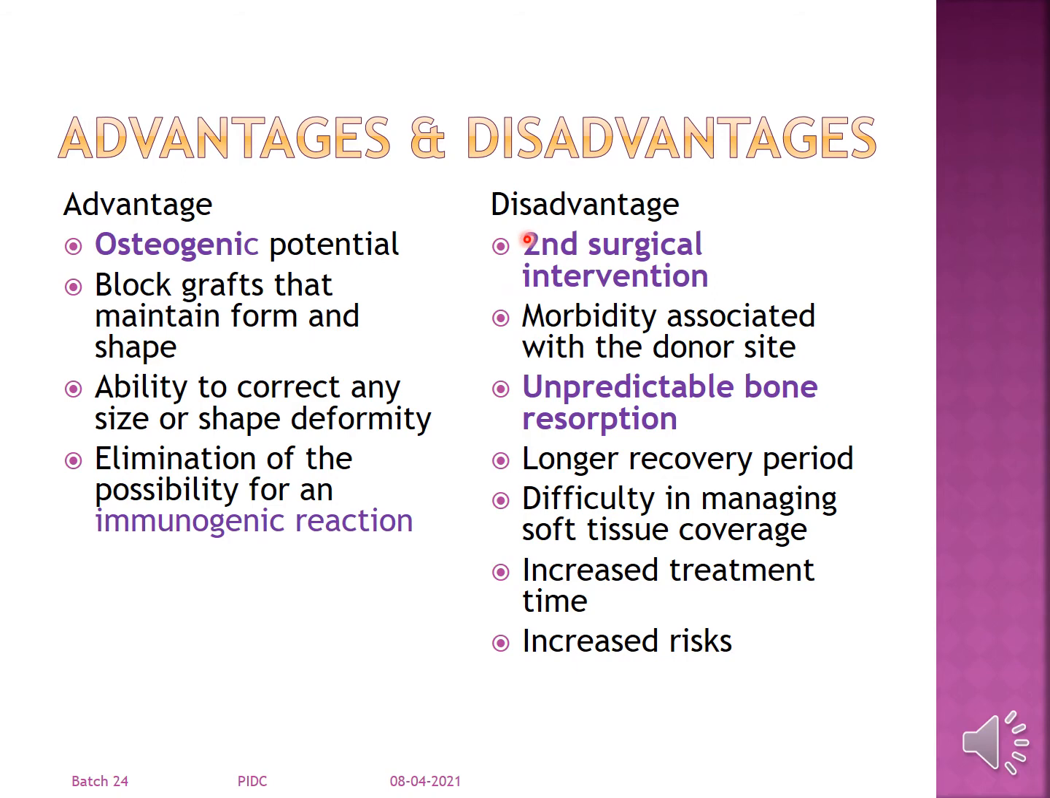Whereas the main disadvantage is that a second surgical intervention is required. For example, if we are going to do a procedure for an intrabony defect, we have to procure material from the ramus or the maxillary tuberosity. So there is a second surgical intervention. Morbidity associated with the donor site is there. One major disadvantage is unpredictable bone resorption when we use autografts, a longer recovery period, difficulty in managing soft tissue coverage, increased treatment time, and increased risks.